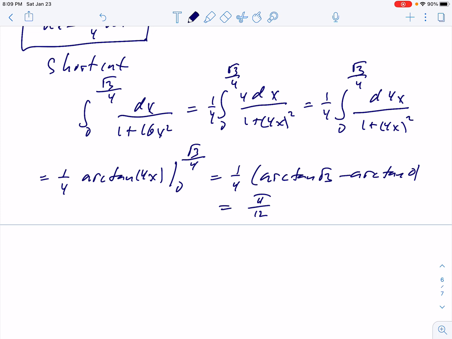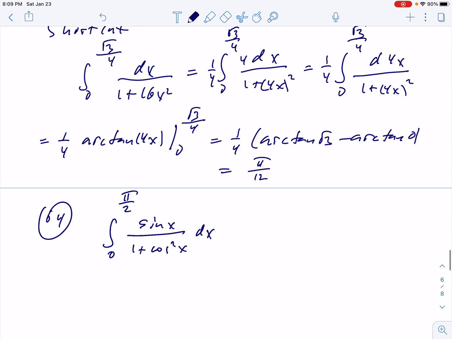Now, another one, this is 64. Evaluate the integral from 0 to pi over 2. On top here sine x, below 1 plus cosine squared x, dx. Now, again it looks like arctangent because of this cosine squared here, and we can think about substitution, but I want to show you the shortcut. We shall go later and solve trigonometric integrals, so this will be important.